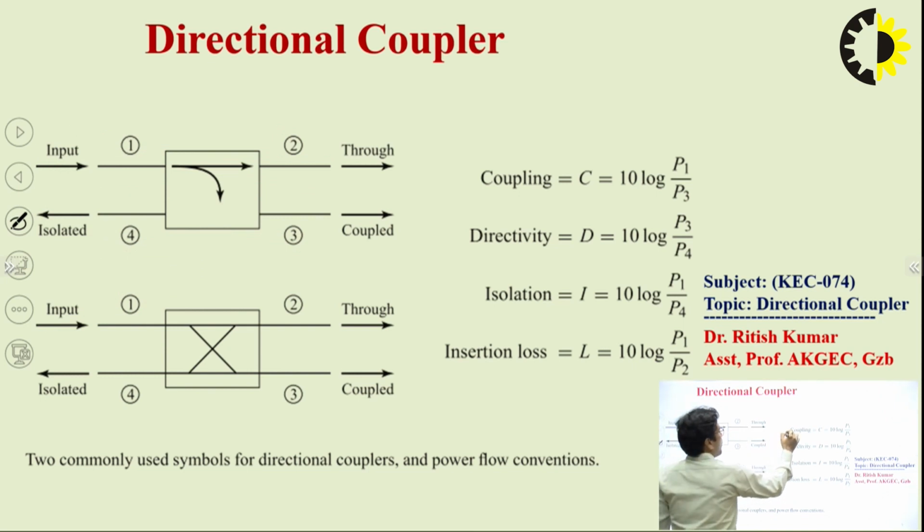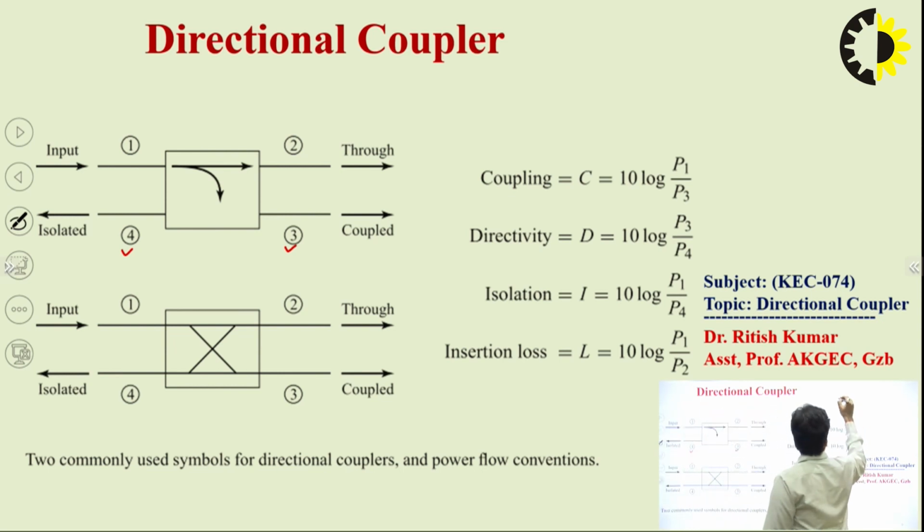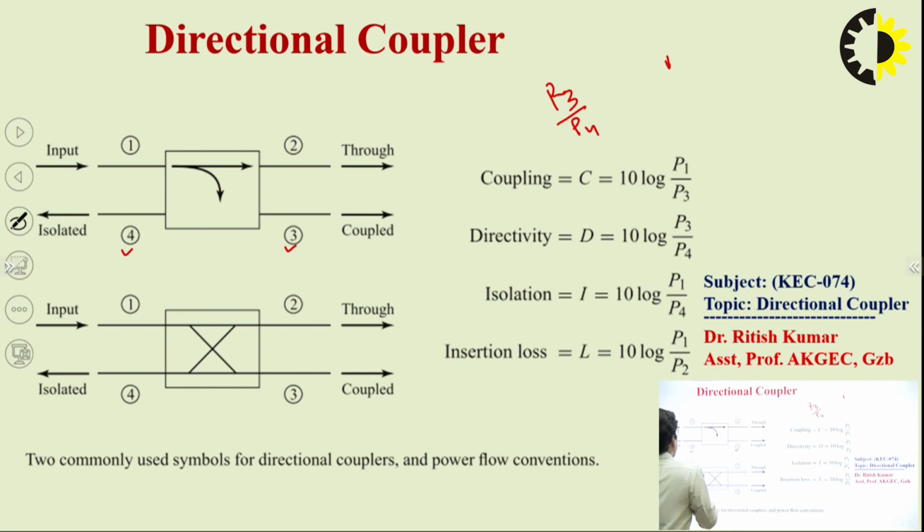This is the formula for coupling coefficient, directivity, isolation and insertion loss. Coupling always happens between port number 1 and port number 3, so it is the ratio of P1 divided by P3. Directivity happens between port number 3 and port number 4, so directivity is the ratio of port number 3 and port number 4.